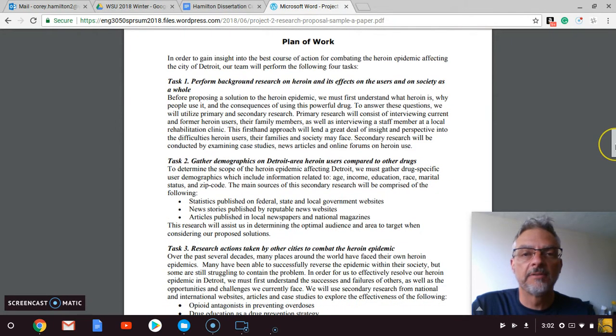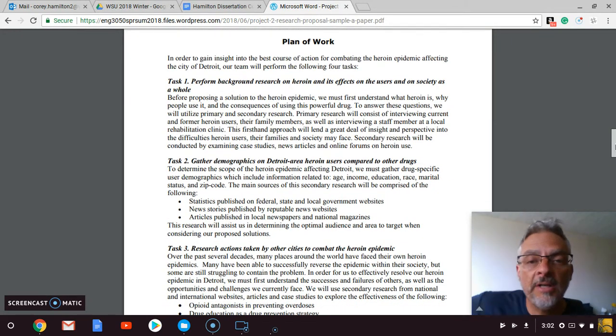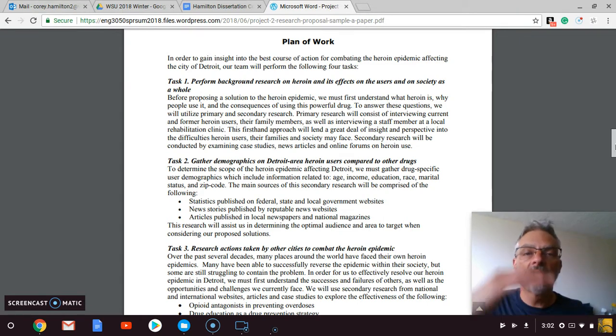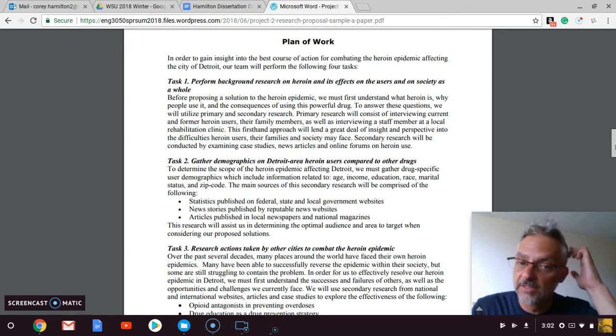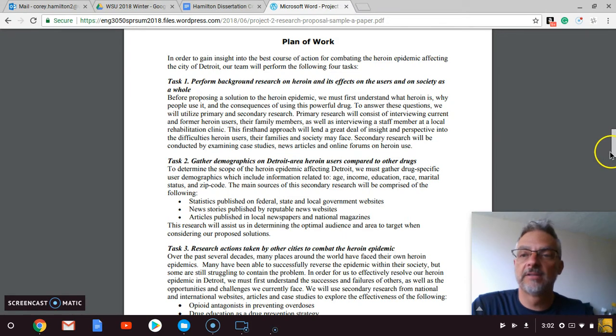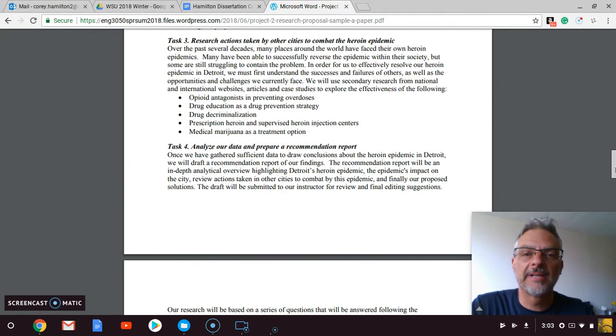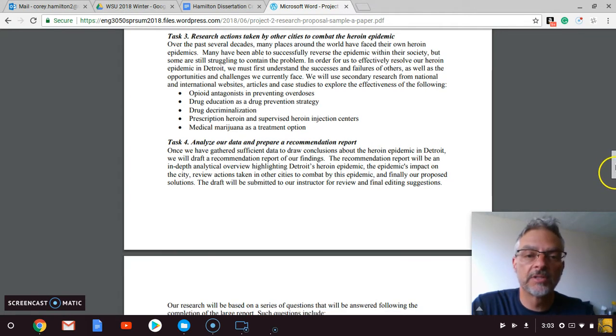And then your plan of work. You'll notice that this particular group really did a faithful job of taking to heart a lot of what Markel says in chapter 11 about being very task specific in your plan of work. So here's their plan of work and their proposal. First thing, perform background research, right? We're going to gather demographics. We're going to research actions compared to other cities. Four, analyze our data and prepare a recommendation report, right?